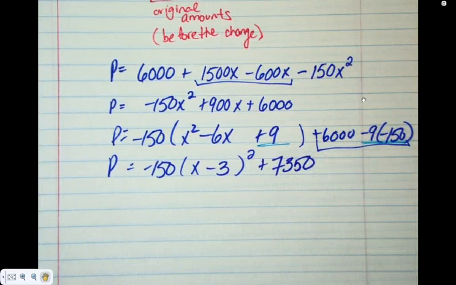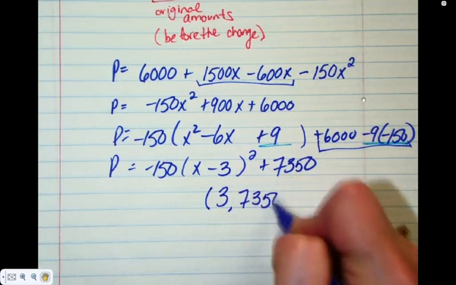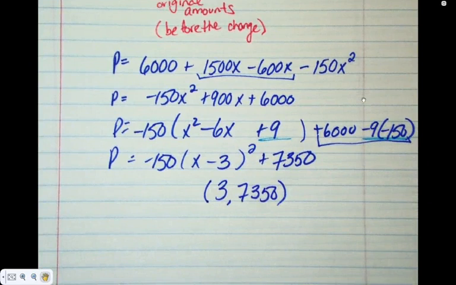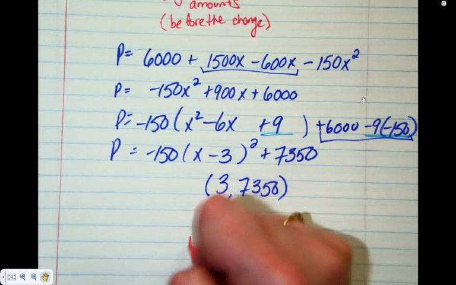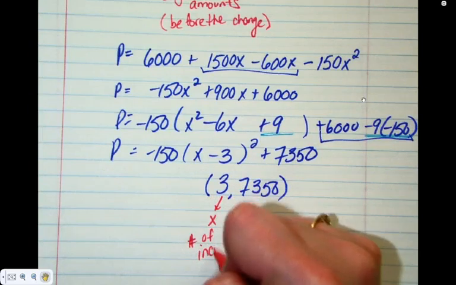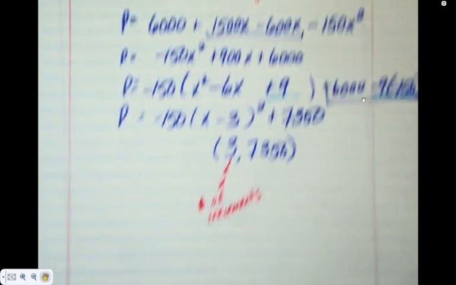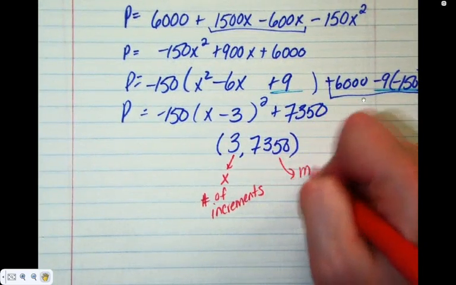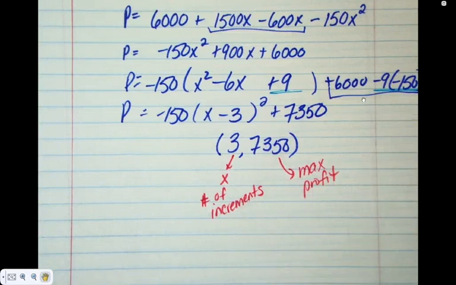I think that's what we had. Confirm. Vertex. The x value of the vertex is whatever we called x. In terms of these questions, it's going to be the number of increments. The y value is always going to be the max profit. So it means the most money we're going to make on these is $7,350 if we sell them all.